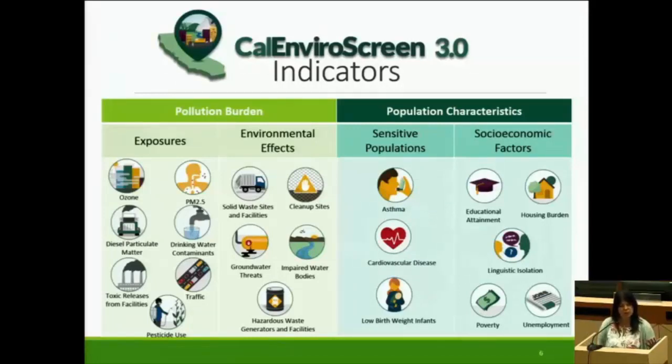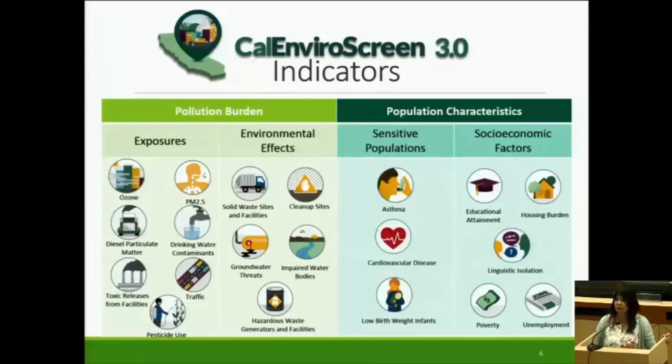So here are icons of the 20 indicators in CalEnviroScreen. For the exposure indicators, we have information on air quality, the drinking water quality in a community, toxic releases, as well as pesticide use, which is going to be the example I give a little later. For environmental effects, this is a lot of site-based data about the presence of different types of hazardous waste or cleanup sites, groundwater contamination, and things of that nature. For sensitive populations, this is a lot about health status, so the asthma rate in a community, cardiovascular disease, as well as low birth weight babies.